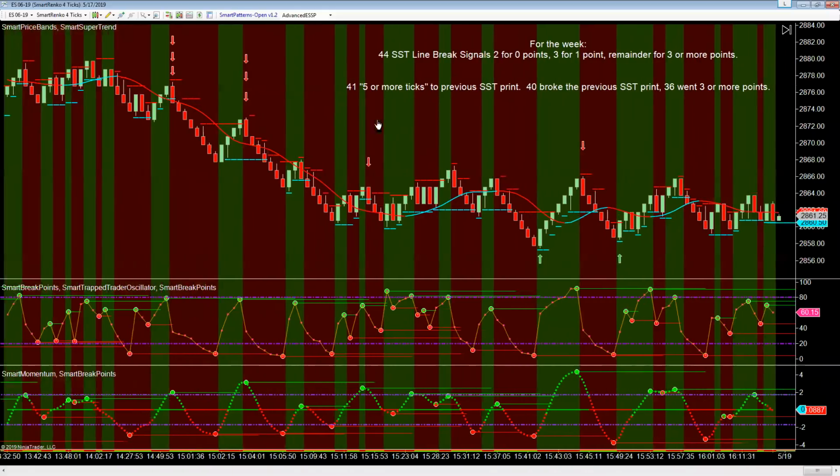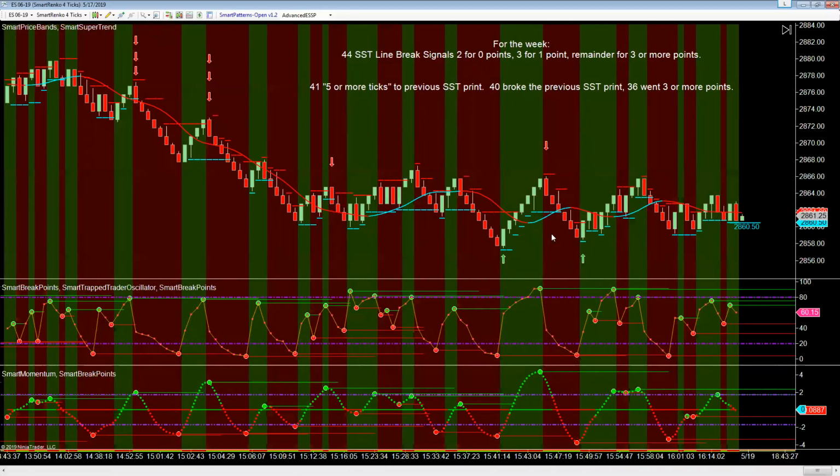For the week, an SST line break, which is this signal, red bar breaking. We had two of the 44 signals that we took action on. If we sold this, it went immediately against us. We had two that went immediately against us. We had three that went 1 point and then went against us. And then the remainder went for 3 or more points when you held through a recycle. The 5 or more tick space, the room to grow signal.